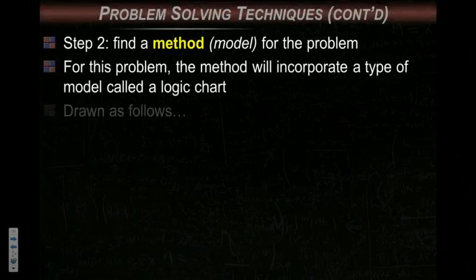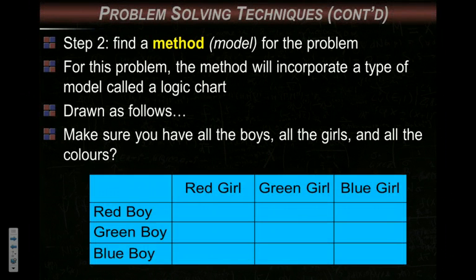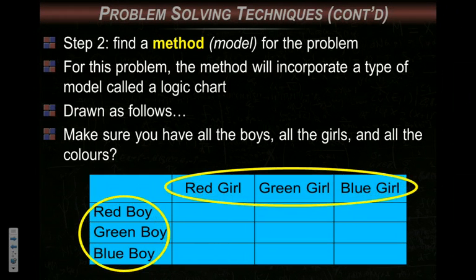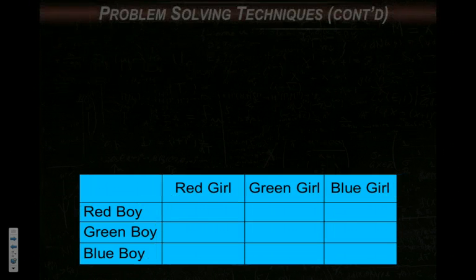I need some kind of method here, some kind of model. I'm not going to use math. I'm just going to use a chart. I'm going to go, okay, here's all the girls. Here's all the boys. Here's all the colors. Now I'm just going to kind of logically play trial and error here. But I need to look through the clues.